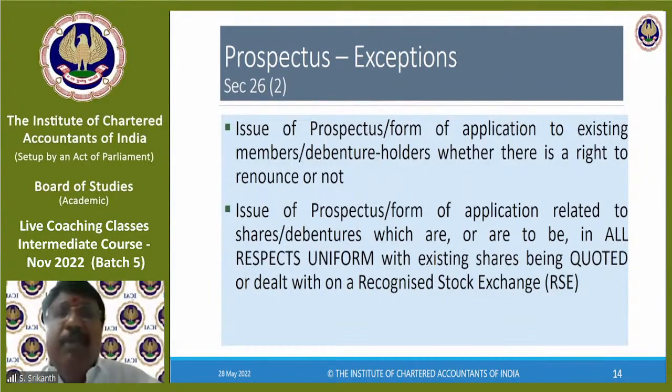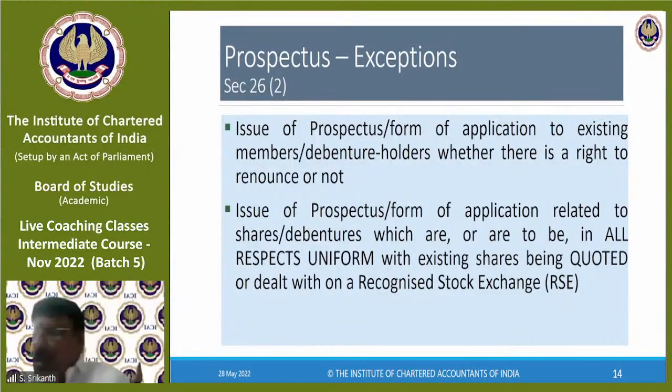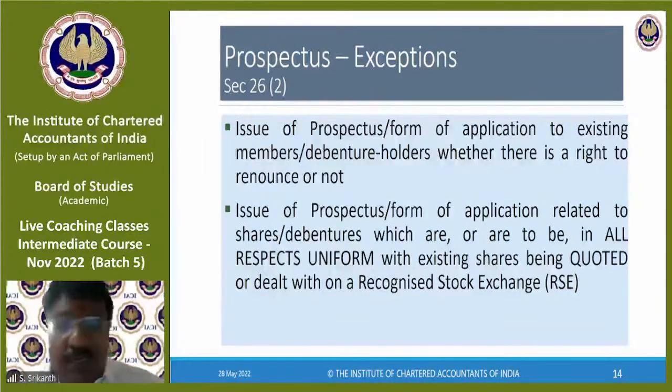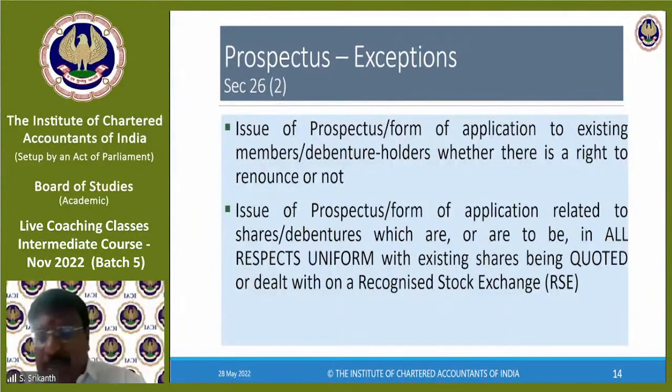But an unlisted company which is issuing rights shares to the existing members, no problem. Go ahead and do it. The prospectus rules won't apply to you. That's all. Got it? To my knowledge, I have made you understand, but if it's still not clear, you can say repeat, and I will repeat.